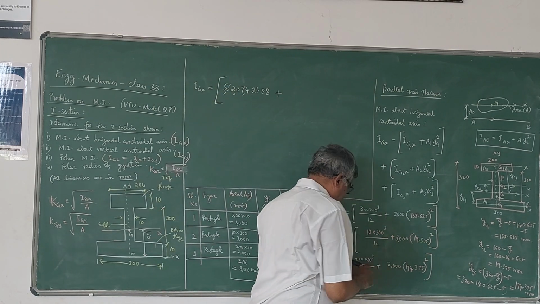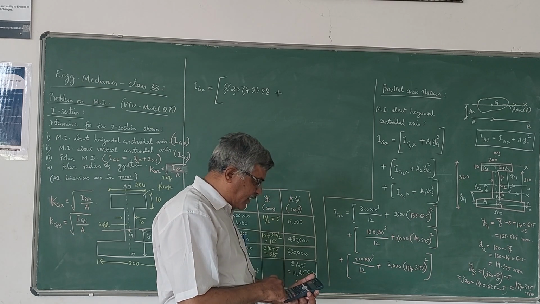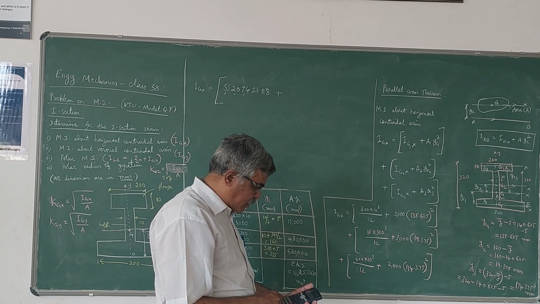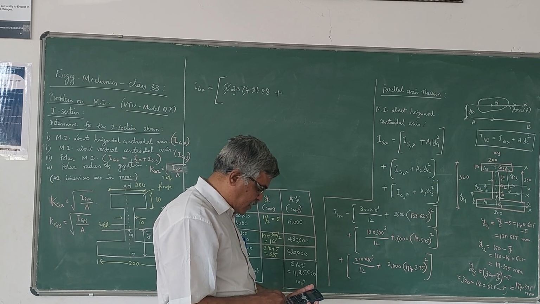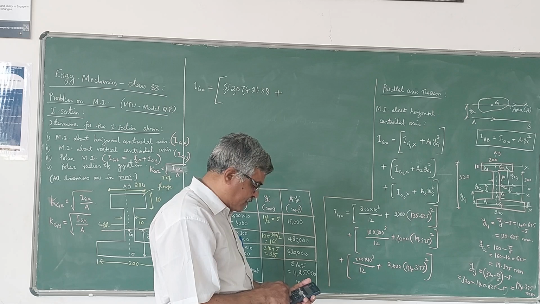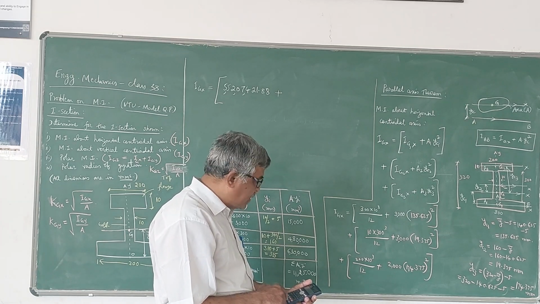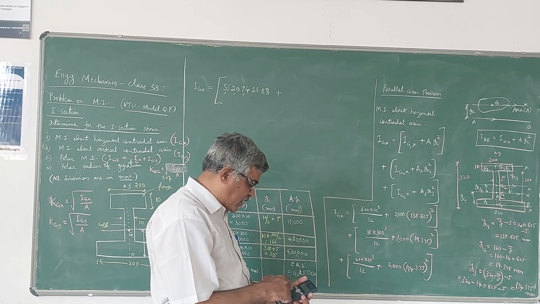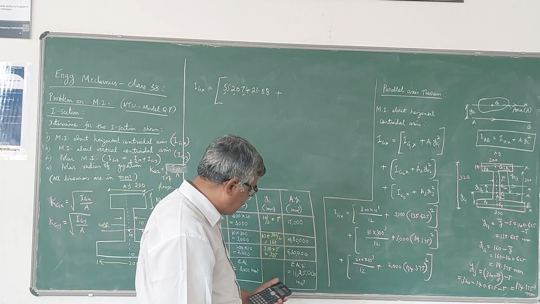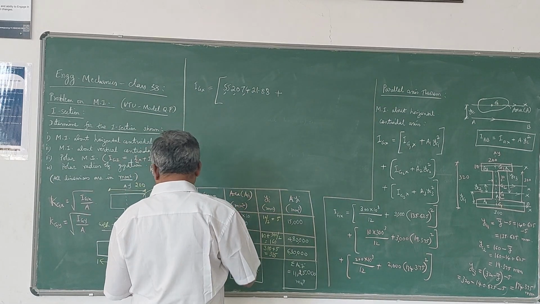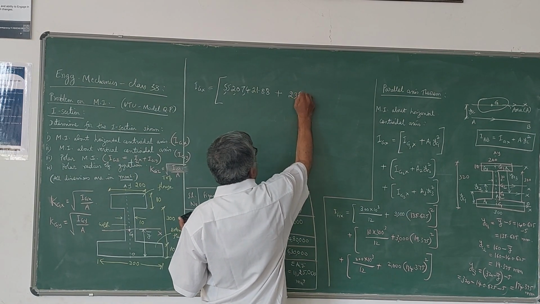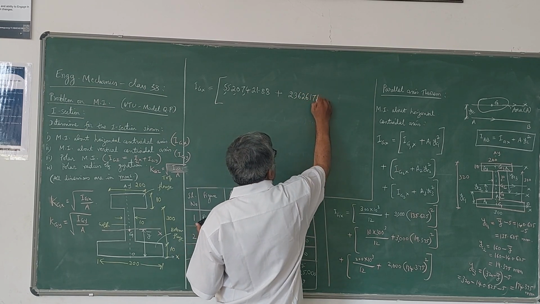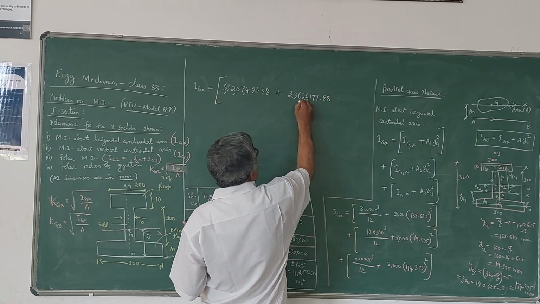For the second term, 10 into 300 cube divided by 12 plus 3000 into 19.375 square, which comes out to be 23626171.88. This is the second value we got.